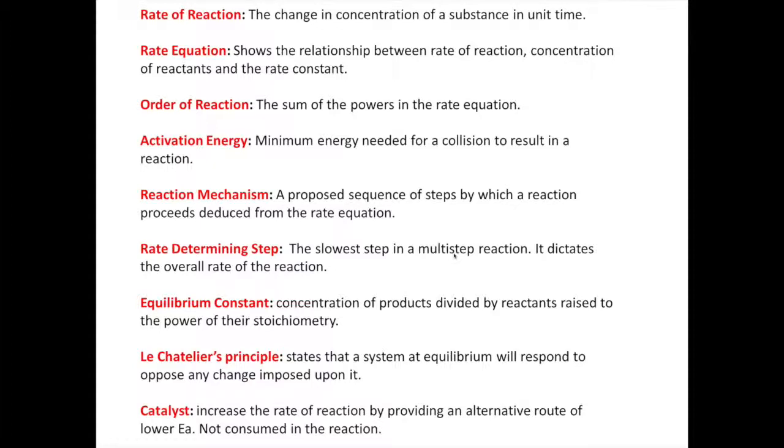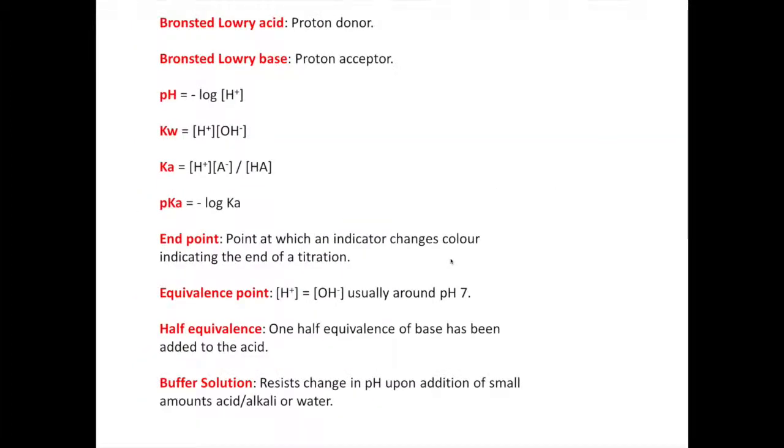Rate determining step is the slowest step in a multi-step reaction and it dictates the overall rate of the reaction. Equilibrium constant is the concentration of products divided by reactants raised to the power of their stoichiometry. Le Chatelier's principle states that a system at equilibrium will respond to oppose any change imposed upon it, and a catalyst increases the rate of a reaction by providing an alternative route of lower Ea, and it is not consumed during the reaction. A Bronsted-Lowry acid is a proton donor, and a Bronsted-Lowry base is a proton acceptor.